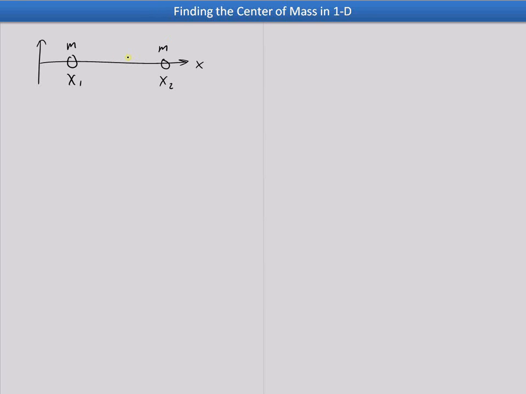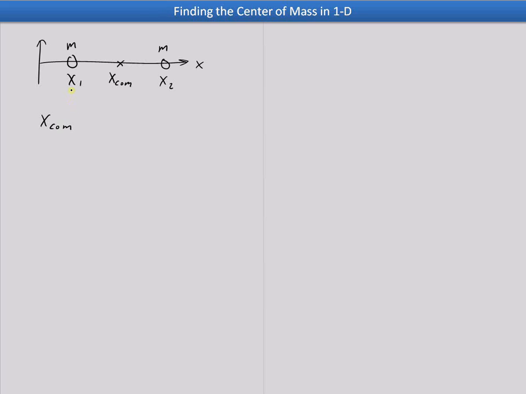Now we know the center of mass can't be to the left of both particles or to the right of both particles, but it would have to be in the middle. So the center of mass is the center of this whole thing's mass. So in this case it would trivially be right in the middle. Since both have the same mass, of course the center is going to be halfway in between.